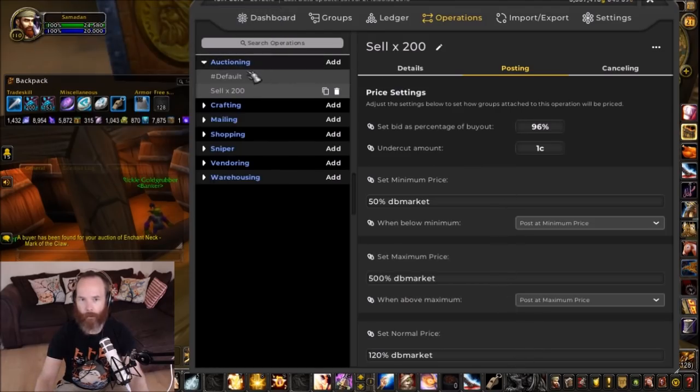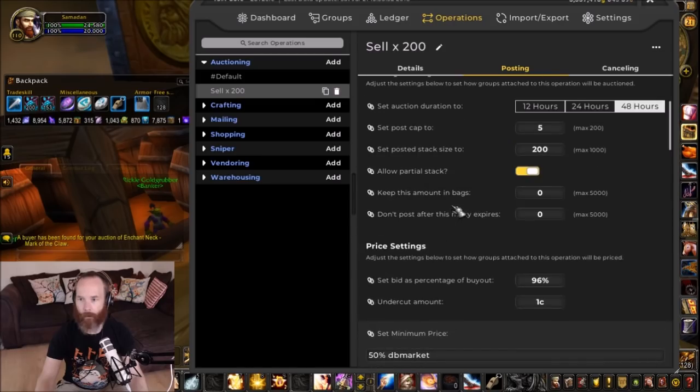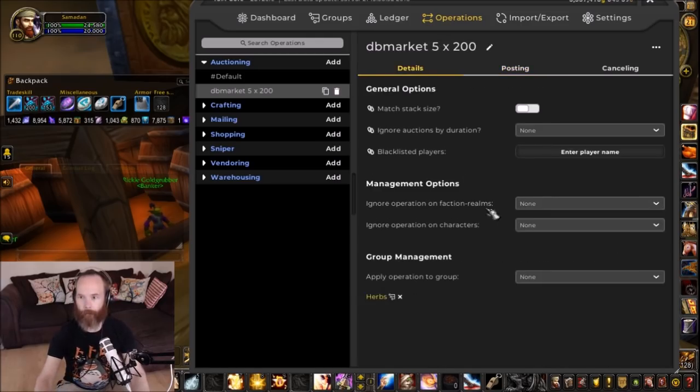So that's our first operation. We called it sell times 200. We could maybe make that a bit more specific based on what we've got, because we're saying we've got 5 times 200 and we're using DB market as our average. So we could maybe make this auctioning operation something like DB market 5 times 200, so we know what kind of price source we're using. So that would be our general operation.